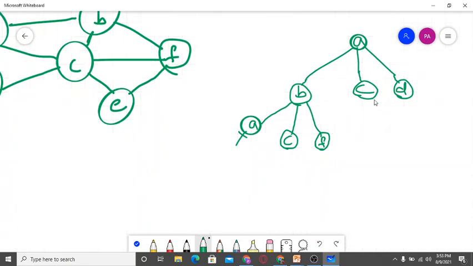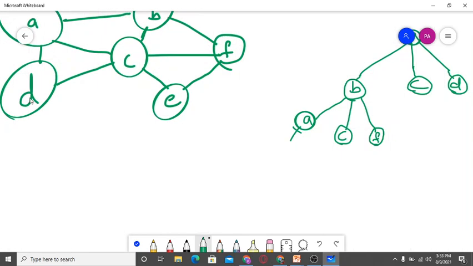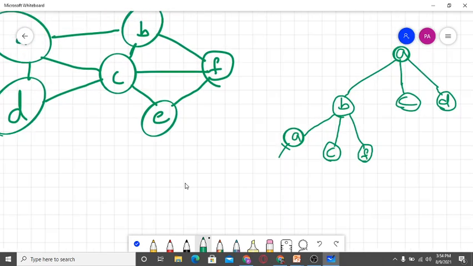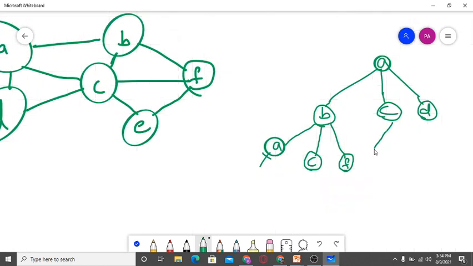Now, in the same way, we need to do it for the C. From the C, in the graph, I can go to A, I can go to D. Okay, from C to D, I can go to B, I can go to F. Okay, I can go to F, as well as I can go to E. Okay, so there are 4 possibilities for the C.